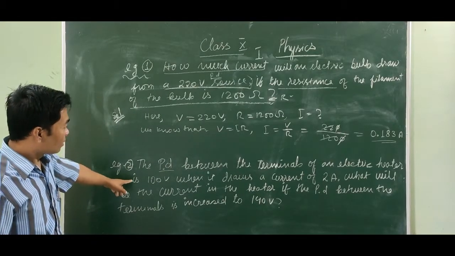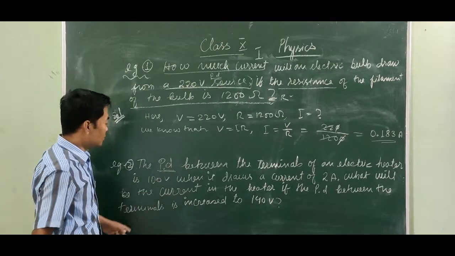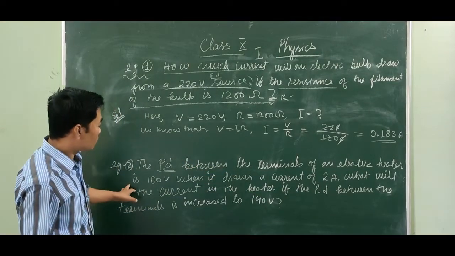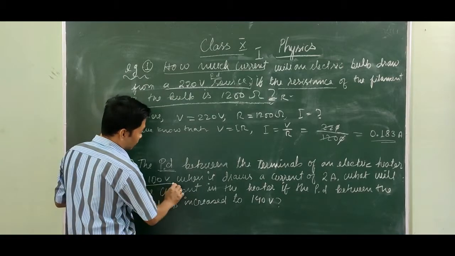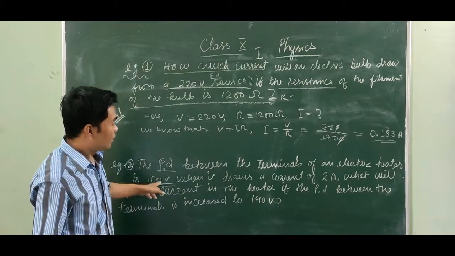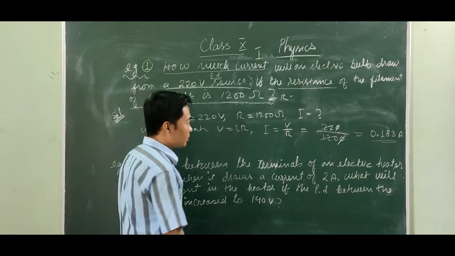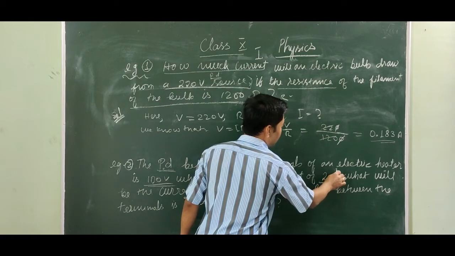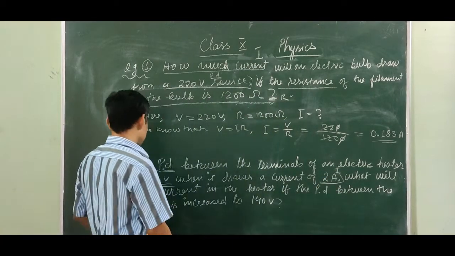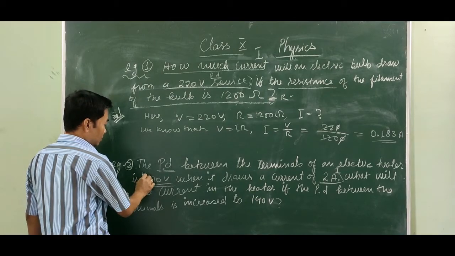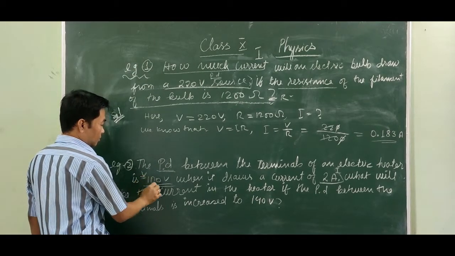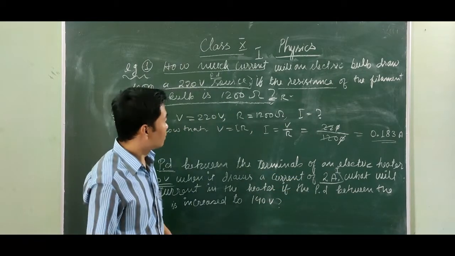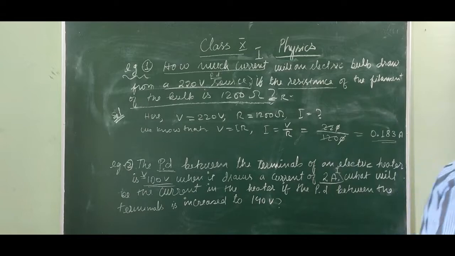Second one: the potential difference between the terminals of an electric heater is 100 volt when it draws a current of 2 ampere. Current I, V here is 100 volt and current 2 ampere. So what does it mean?